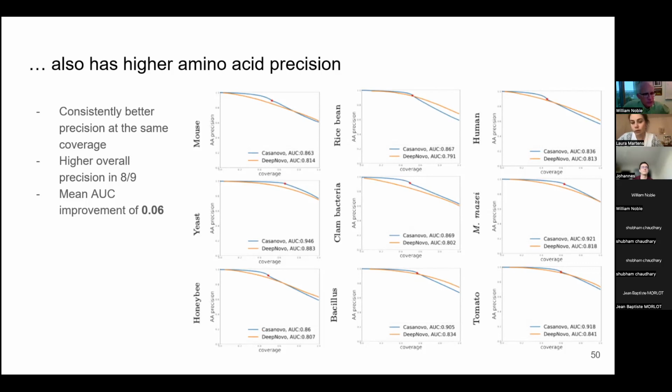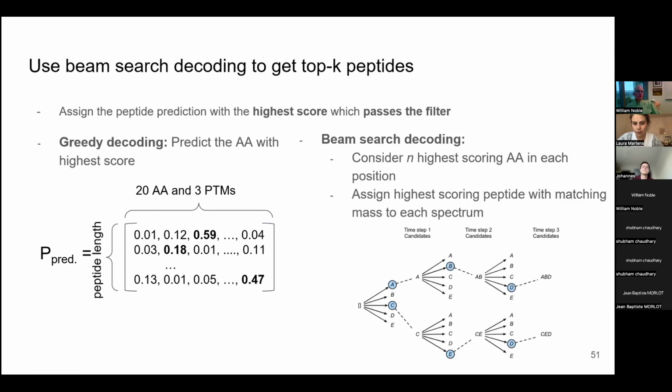So what we're subsequently doing: in the initial paper, we just used a greedy decoder. We've subsequently worked on a better decoding scheme, a standard one called beam search. In greedy decoding, you predict the amino acid with the highest score, whereas in beam search, you consider the n highest scoring amino acids in each position, and then assign the highest scoring peptide with a matching mass to each spectrum. So you kind of have a tree during the decoding process. As I said, this isn't a novel thing, it's a standard kind of decoding, but it does seem to make a significant difference.